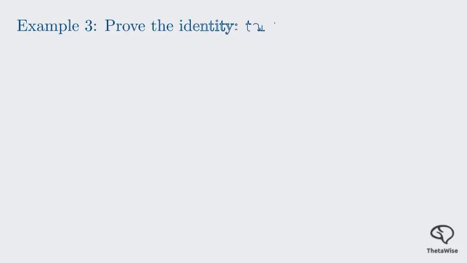Our third example on the Pythagorean identity will focus on proving that something is true. We are going to prove a new identity. The identity we want to prove is that tangent squared theta minus sine squared theta is equal to tangent squared theta times sine squared theta. When you're asked to prove an identity, the best strategy is to start with one side and manipulate it using the identities we've learned until it looks exactly like the other side.